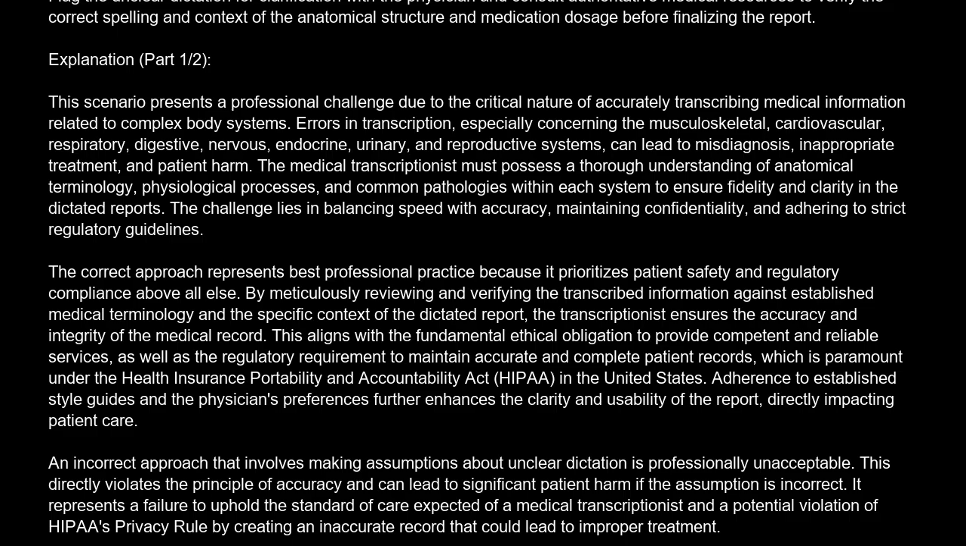The correct approach represents best professional practice because it prioritizes patient safety and regulatory compliance above all else. By meticulously reviewing and verifying the transcribed information against established medical terminology and the specific context of the dictated report, the transcriptionist ensures the accuracy and integrity of the medical record.